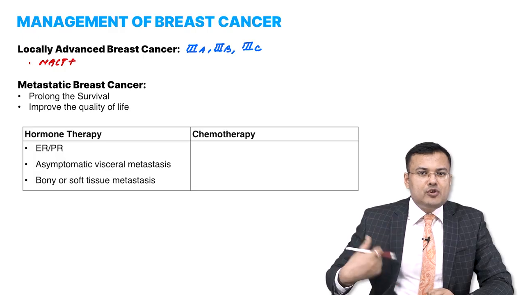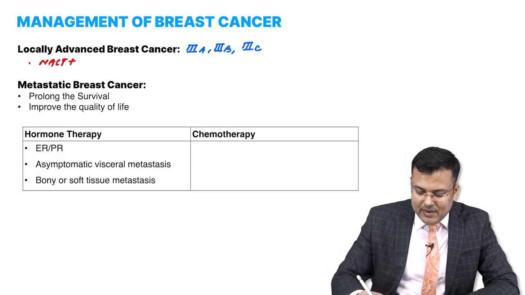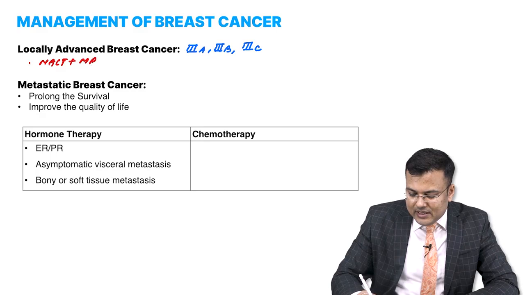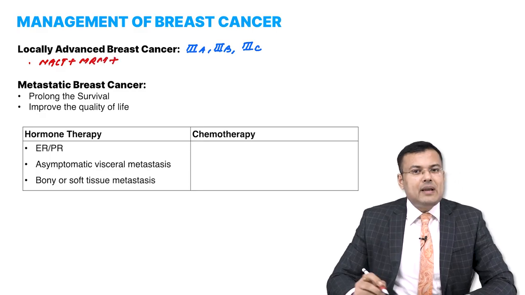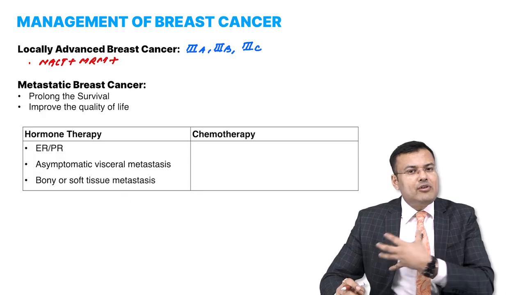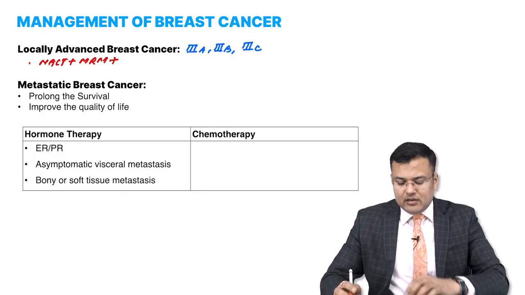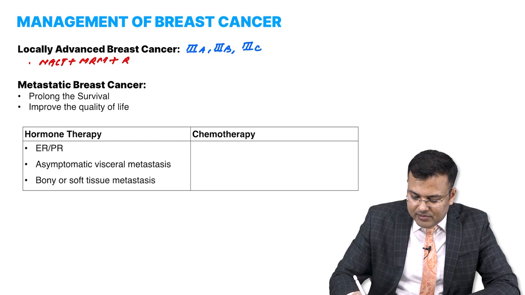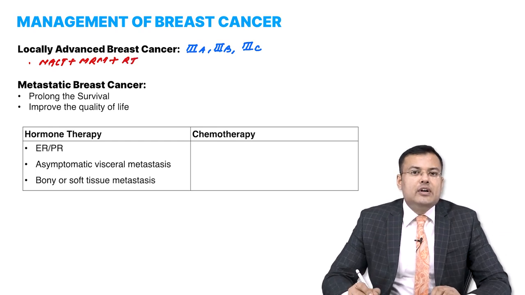After that you resect the tumor and the breast also, that is MRM, modified radical mastectomy. And after MRM you have to give radiotherapy. Why radiotherapy? For loco-regional control.